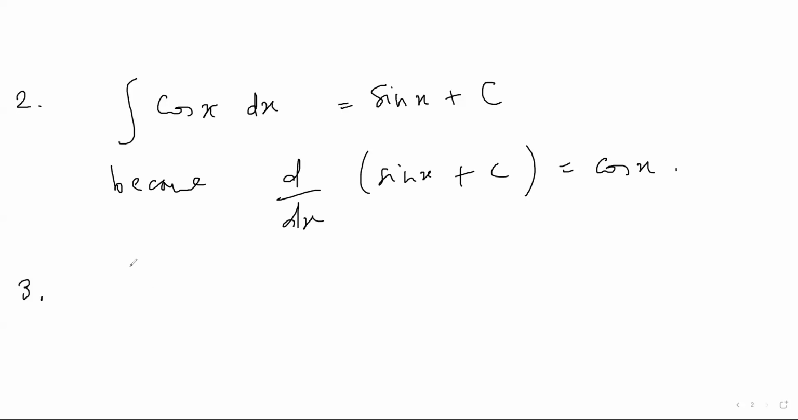Now let's look at another example. This time, let's integrate 1 over t. What is the integral of 1 over t with respect to t? Now we know that the derivative of ln t is equal to 1 over t. So the integral of 1 over t is ln t. And of course, it's an indefinite integral, so we add our plus c. So that's how indefinite integrals work.